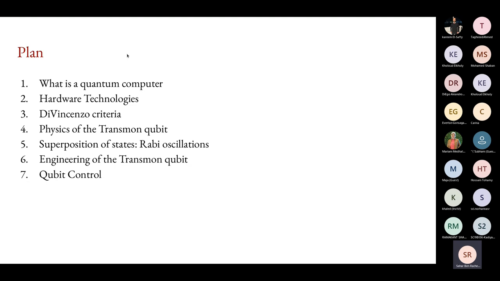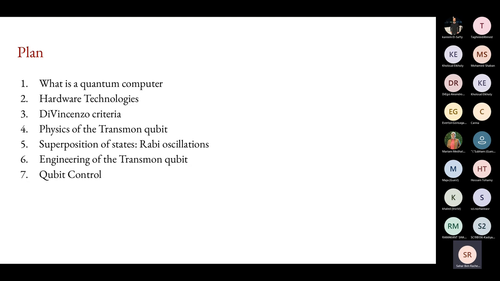First of all, I would like to present what a quantum computer is from a very broad overview, and then the available hardware technologies today. Then I would like to go through the DiVincenzo criteria, which define whether a technology is a good candidate to be a hardware technology for a quantum computer. Then I would go in depth with the physics of a transmon qubit, which is the part where we talk about the quantum mechanics involved in the design of qubits.